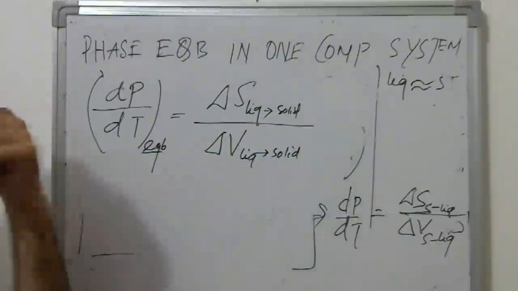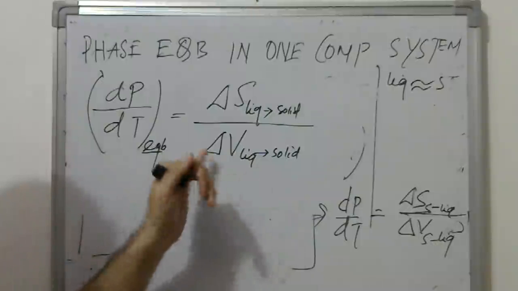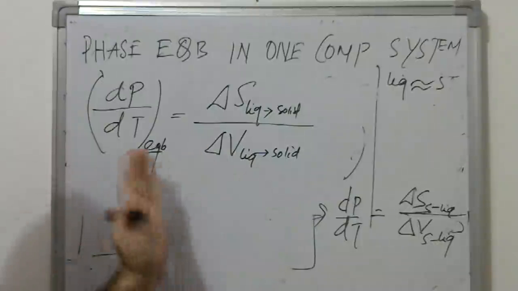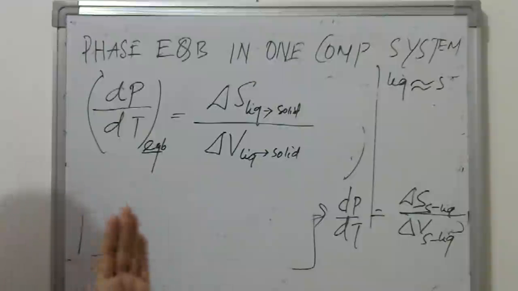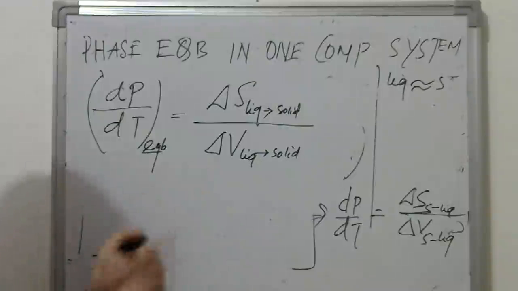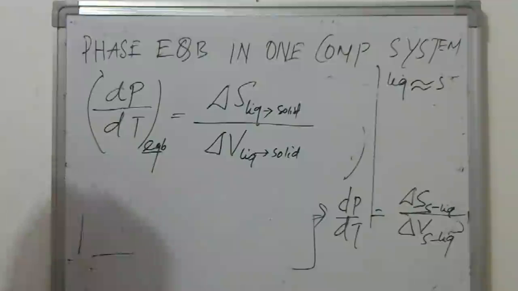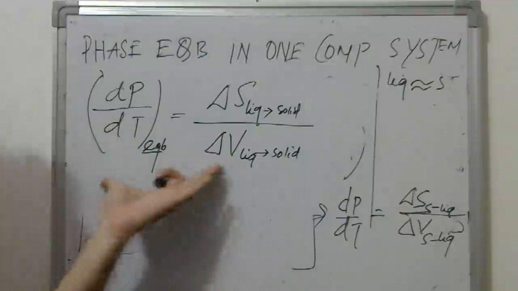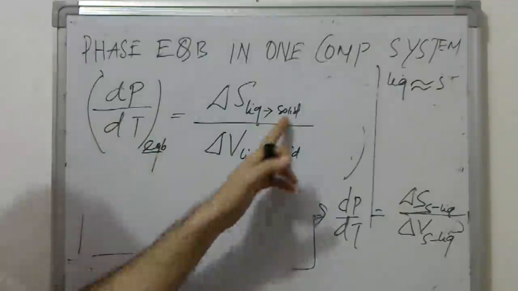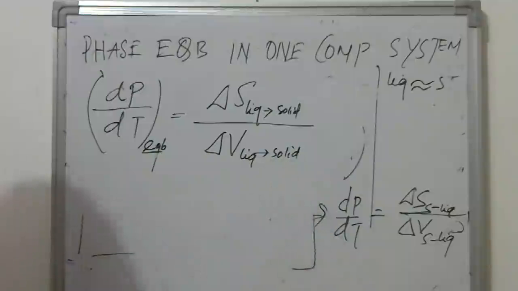Normally the volume of the liquid is larger than the volume of the solid, so normally a negative sign comes. But this is anomalous with water. When water converts to ice, the volume increases. That is normally not the case with any material. Normally liquid has a higher volume. So entropy is positive. We'll talk about its implications. So this is the very, very important equation: dP/dT at equilibrium is delta S liquid minus delta S solid by delta V liquid minus delta V solid.